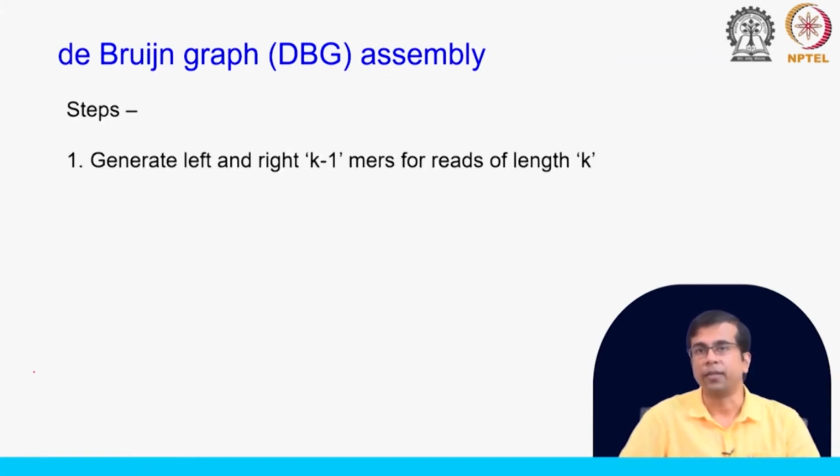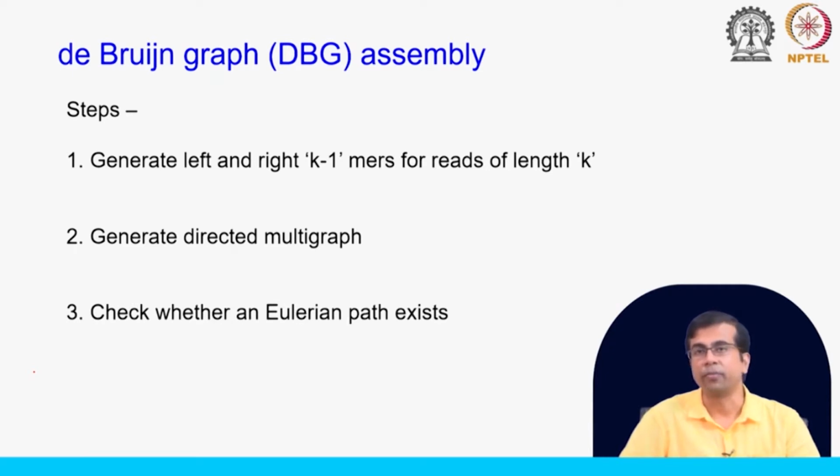I will simply highlight the steps. The first step is to start with the reads that are of length k, and we generate the left k minus 1 mer and the right k minus 1 mer for every read that we have in the data. The second step is to generate this directed multigraph based on these left and right k minus 1 mers, because they share an overlap of length k minus 2. We utilize that property to generate the directed multigraph.